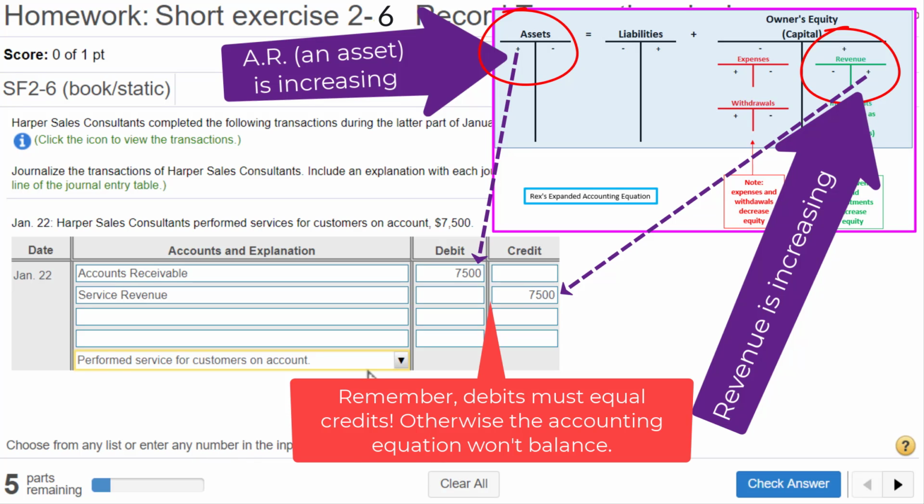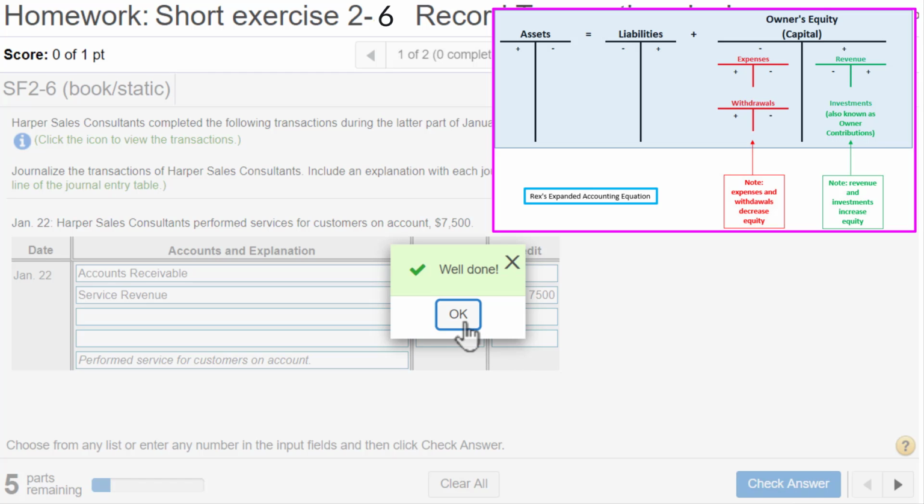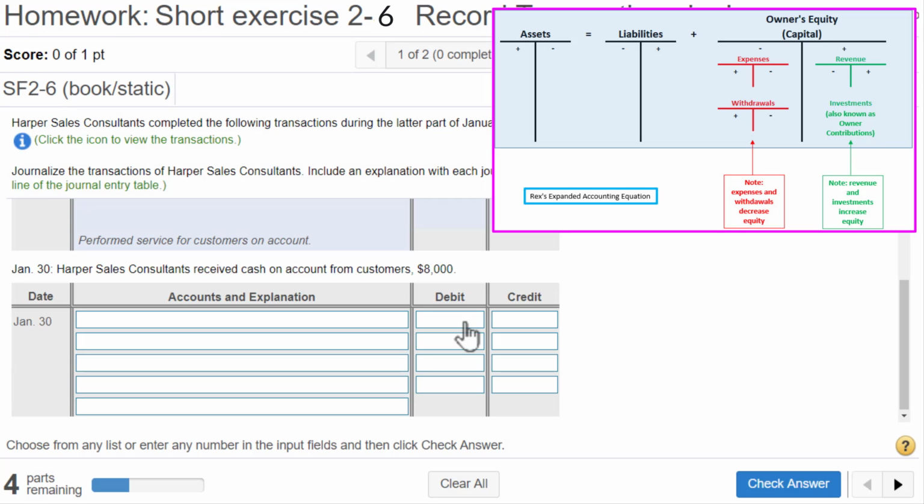Now there is something that's unrealistic about this. Notice nowhere does it say what the customers' names are. So if your boss ever came back to you and said, okay, well, which customers owe us this $7,500 in AR, you wouldn't be able to tell them. So in the real world and in future chapters, we will be recording the names whenever we sell something on account. All right, next transaction, January 30th.